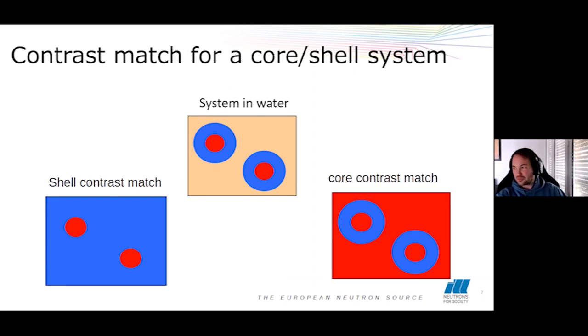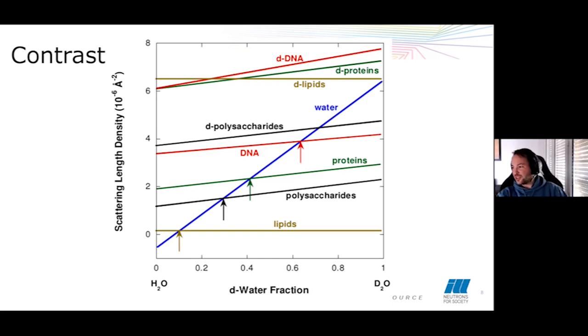To help with that, mostly for biology, there have always been tables on how much deuterium fraction, depending on which part of the sample we want to look at, we can use to match the contrast.